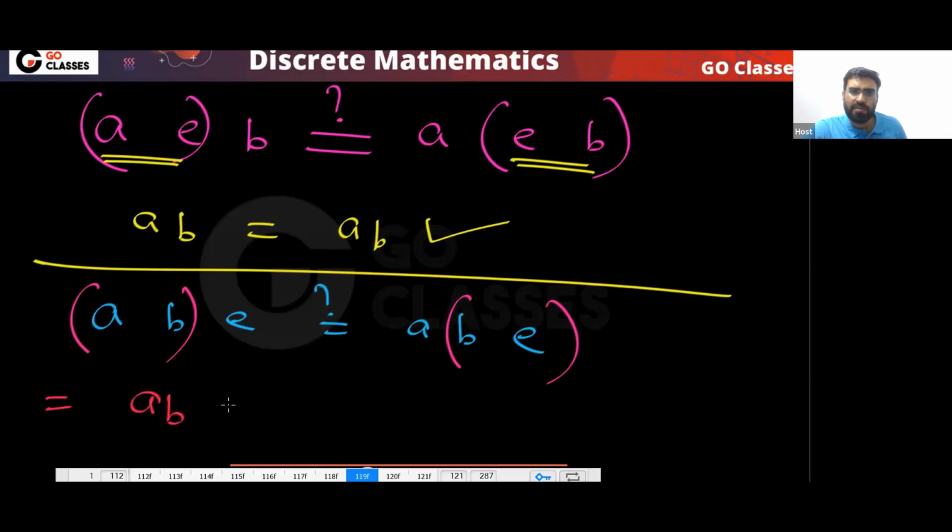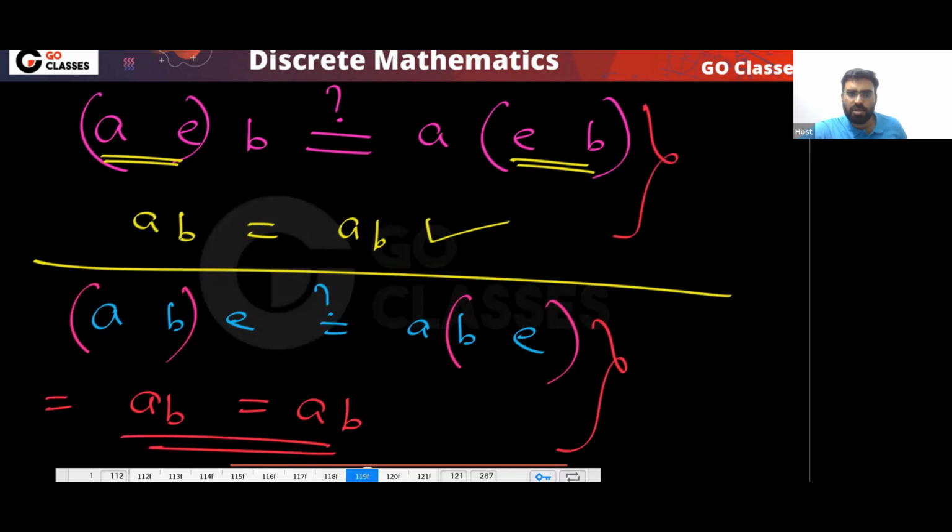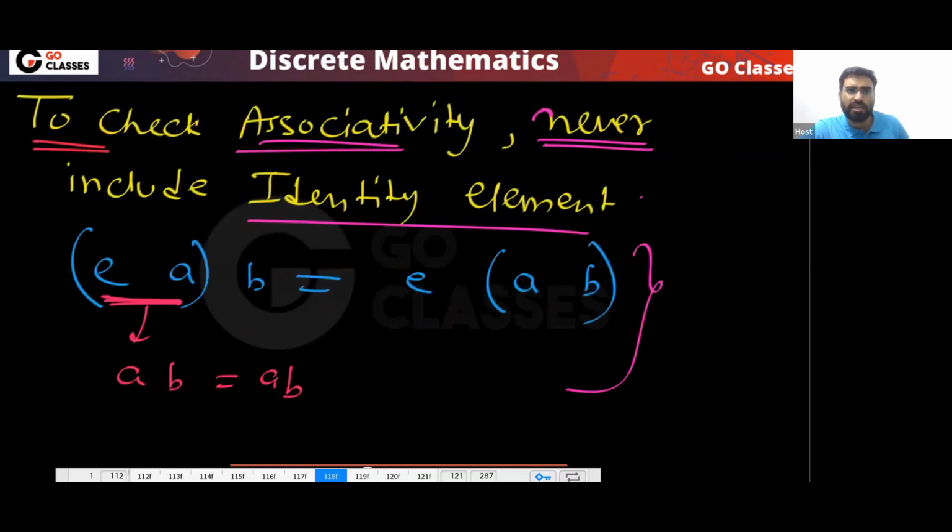So this will be AB, because anything with E, remember, anything with E, that will be AB. And here this will be B. So it will be AB equal to B. So this is the idea. Okay, so just understand this. To check associativity, never include identity element.